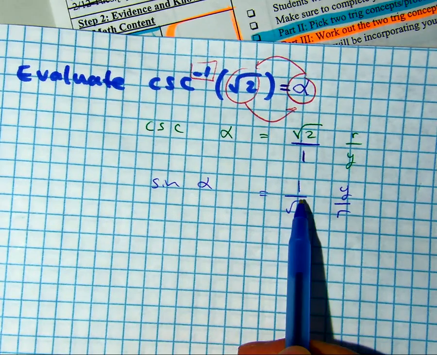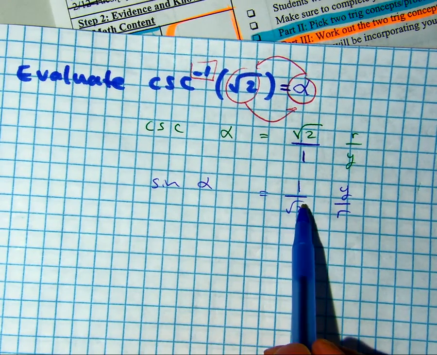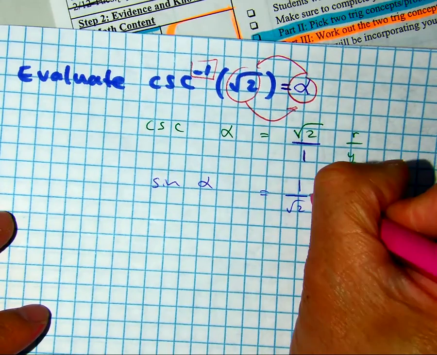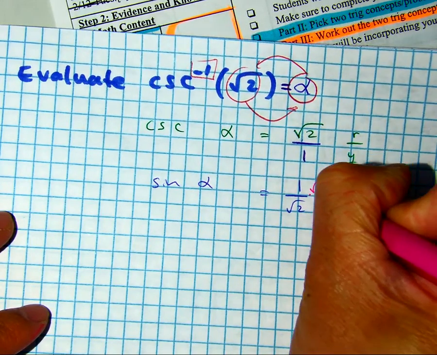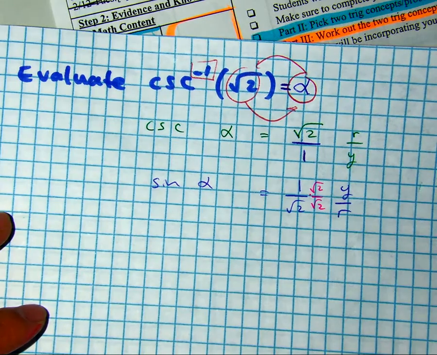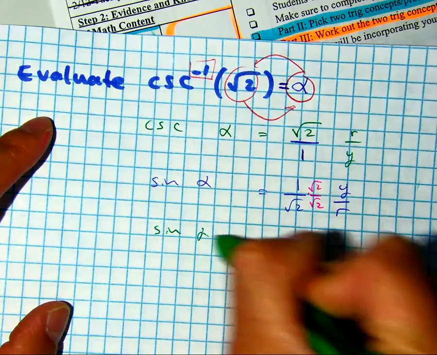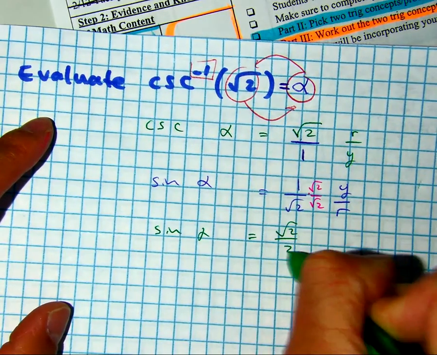Do you normally see this on your unit circle, 1 over radical 2? What would I have to do here? Rationalize it. What's our answer now? Oh, this is on our unit circle, yes?